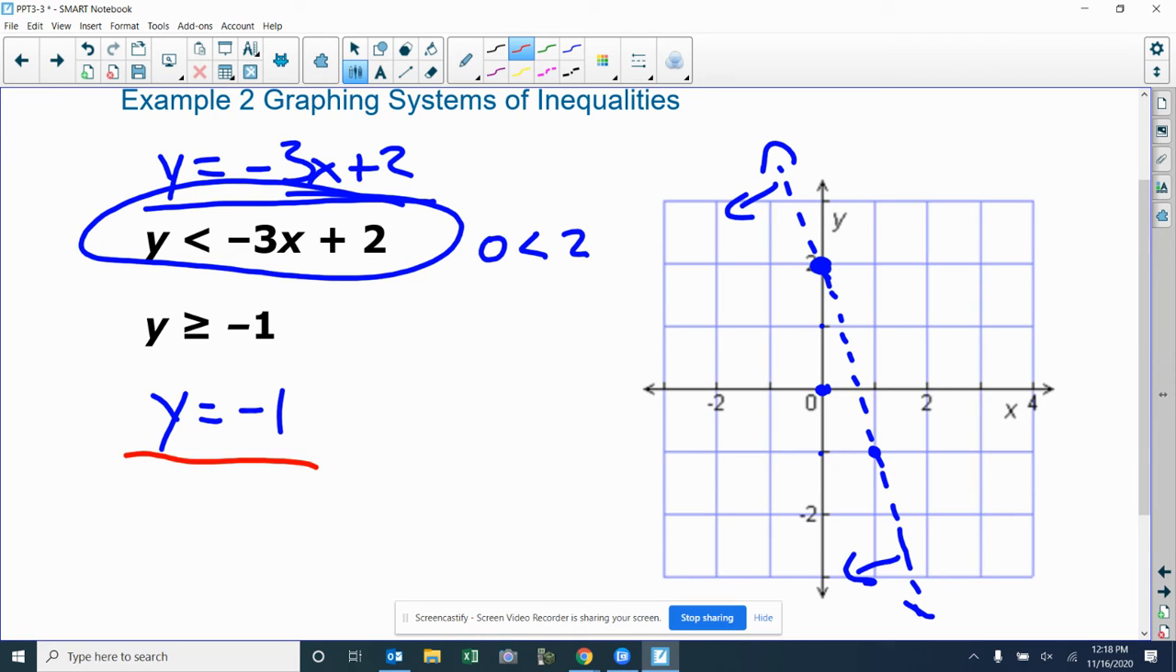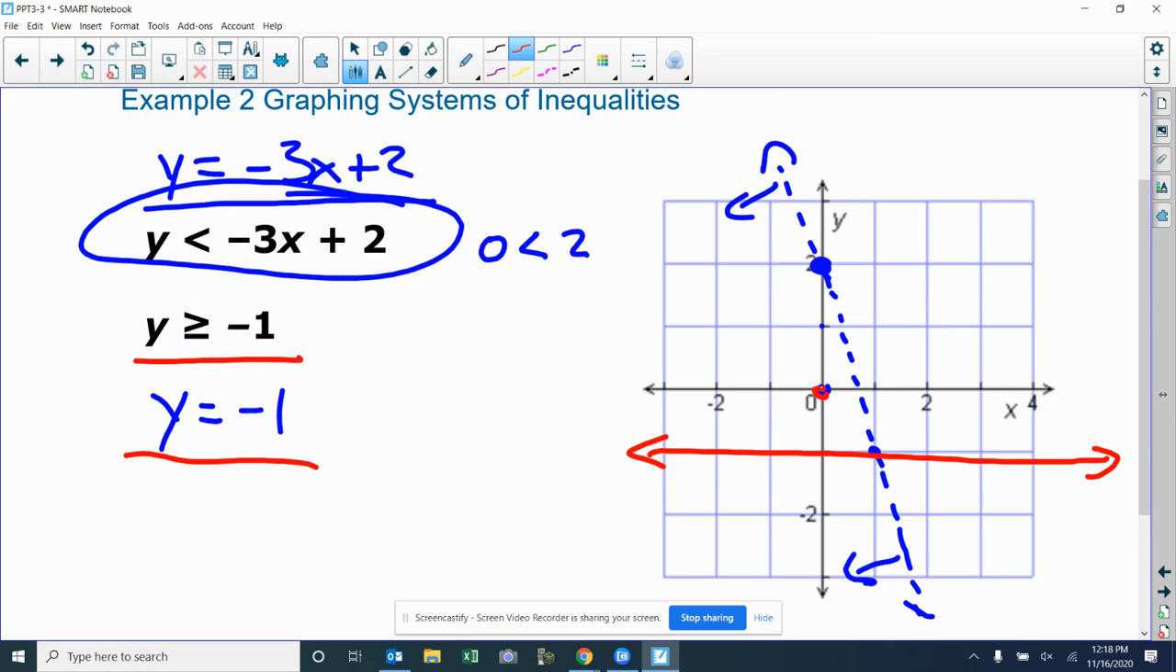So this last one now, y equals -1. I'm going to do it in red. It is a straight line and it is also a solid line, is it not? It's a solid line because it's greater than or equal to. Is everybody clear? All right, test value.